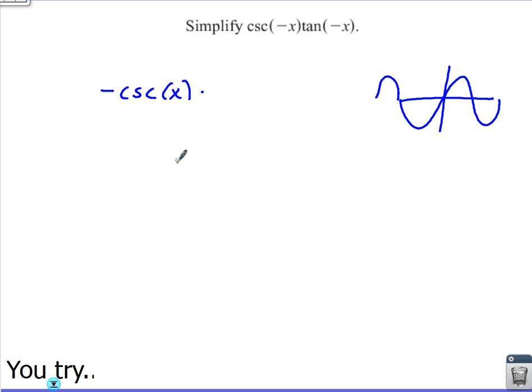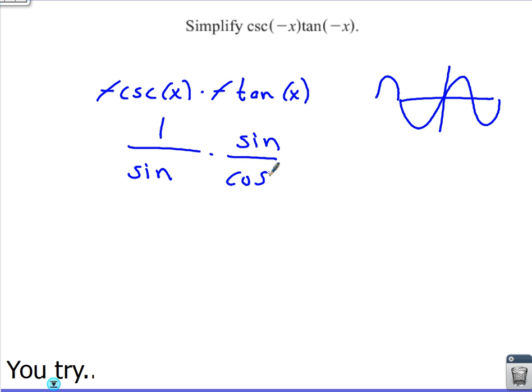Times. What about tangent? Do you drop it or do you move it out front? Yeah. Negative tangent x. And from here down, I'm not going to write that x anymore. It's a waste of lead. Negative times negative is a positive. If one of them was a negative and the other was a positive, then you just leave the negative. Cosecant is 1 over what? Good. And tangent is sine over cosine. Good. Everybody good with that? What happens? Sine cancels. Left with 1 over cosine. What is 1 over cosine? So that is equal to the secant of x.